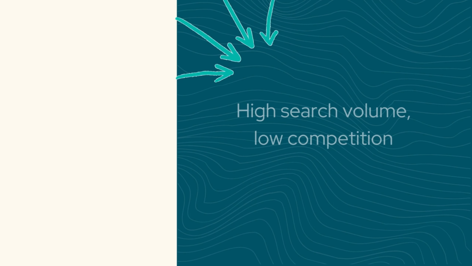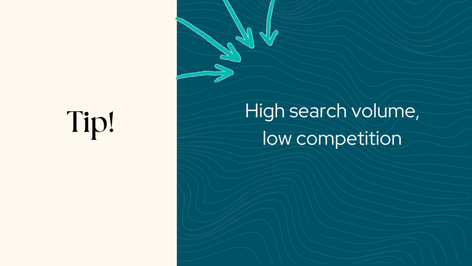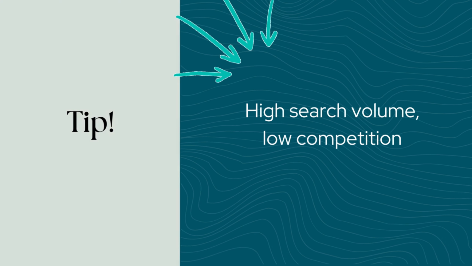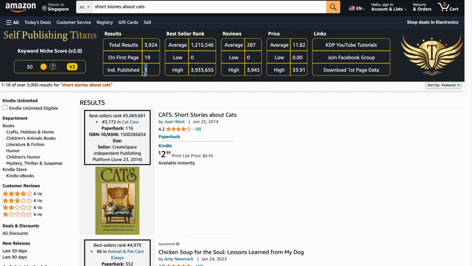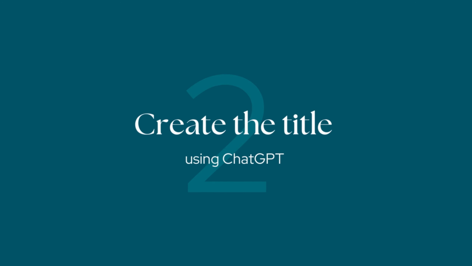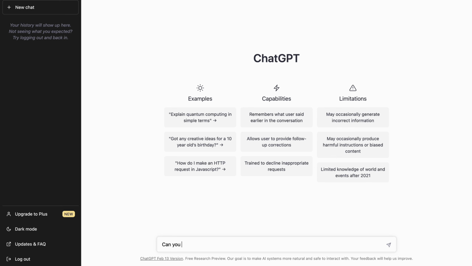You will want to look for a keyword with a high search volume but low competition. Other things that are worth looking at are the number of independently published books, the prices, and the number of reviews. It might take some time to find the right niche, but after that, it's time to create your story.